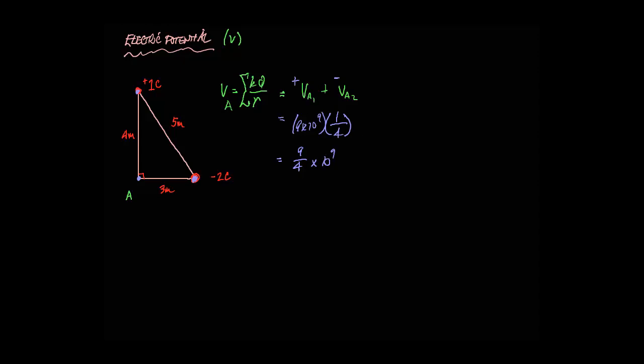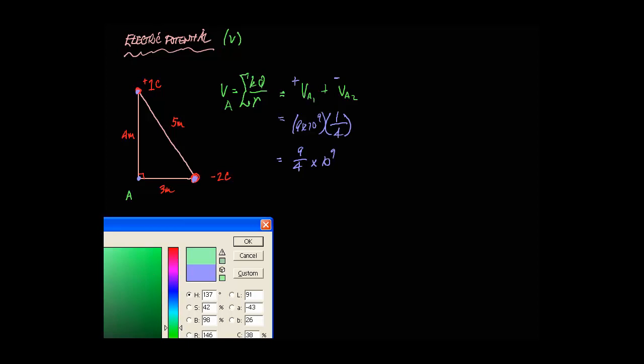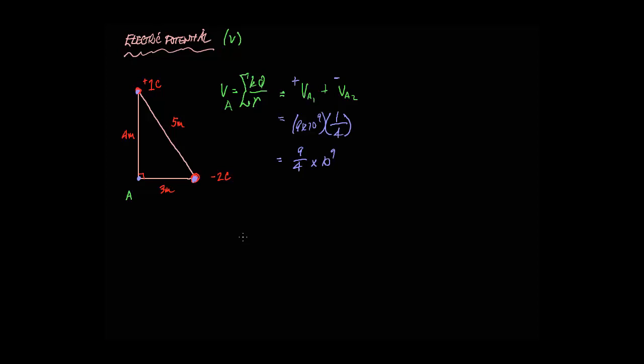For the second one here, let's make it a different color so it stands out a little bit. We're going to have 9 times 10 to the 9th. This is the -2 charge down here, times 2 coulombs, because that's the charge strength, over a distance of 3. So 18 over 3 comes out to be 6 times 10 to the 9th volts. Since that is a negative charge, this will be minus here.